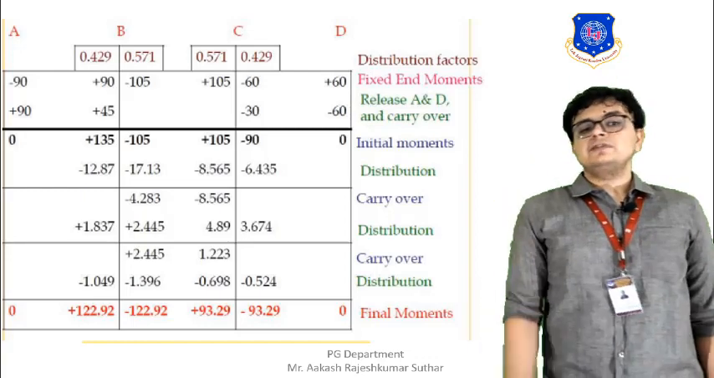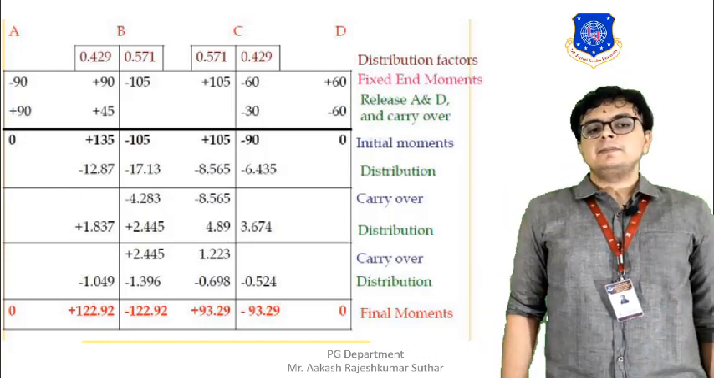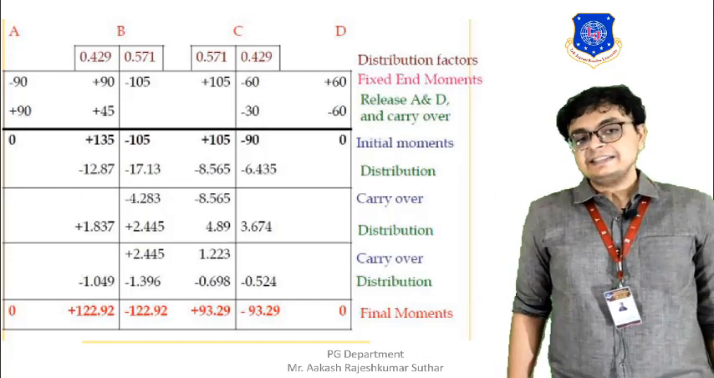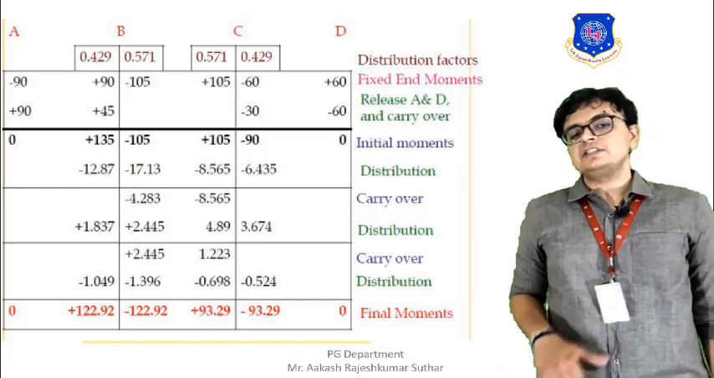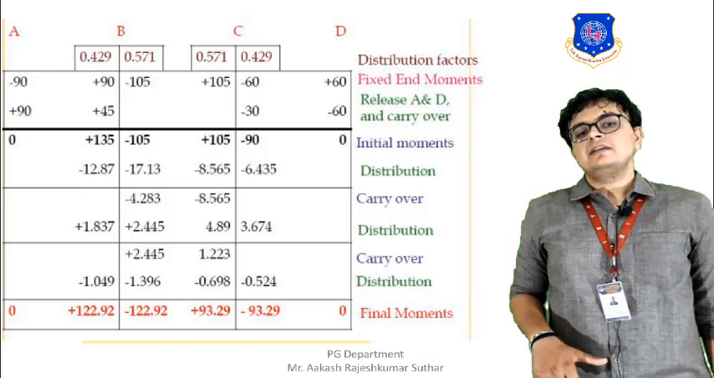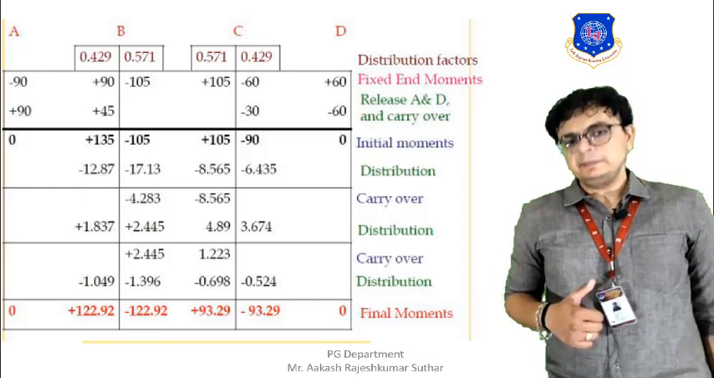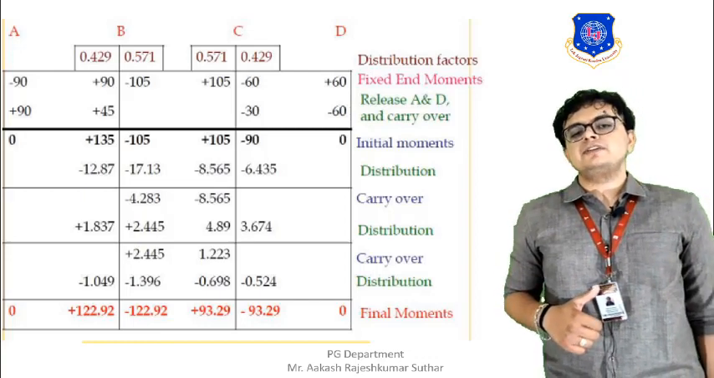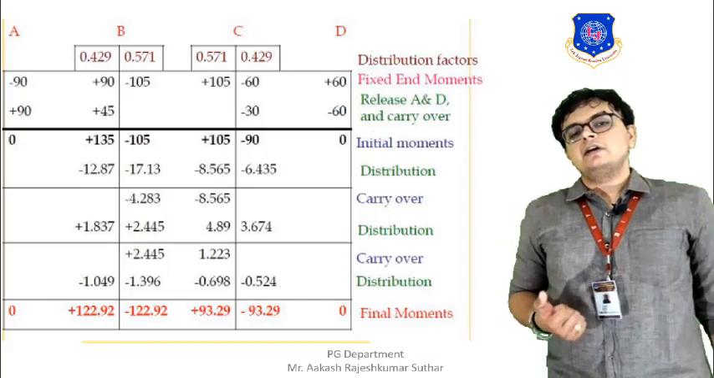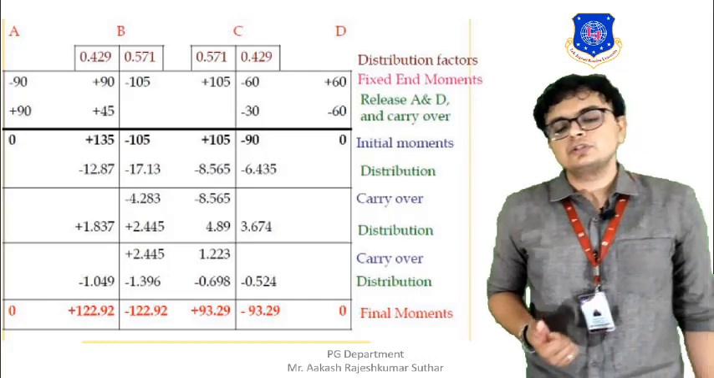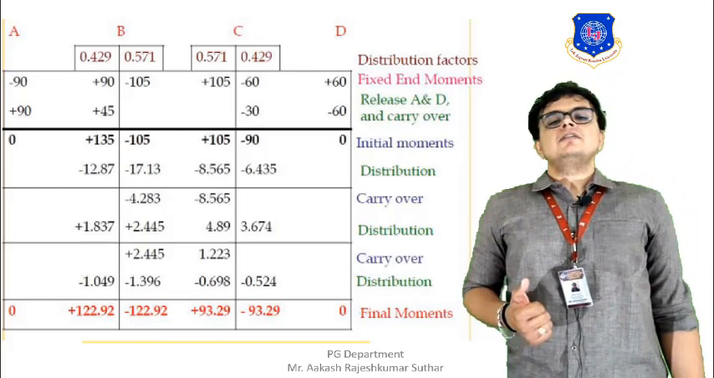For the distribution factors, for BA we will have 0.429, and the distribution factor for BC is 0.571. For CB, we have the distribution factor of 0.571, and for CD, we have the distribution factor of 0.429.